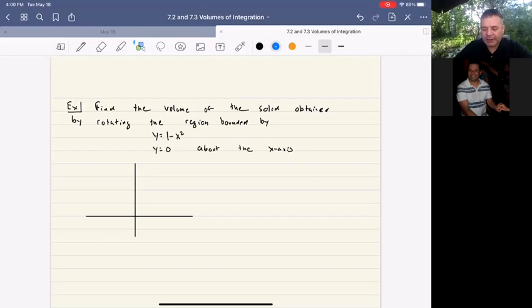Y equals 1 minus x squared, so that's like so. Okay, parabola facing down, up 1. It's got zeros at 1 and negative 1. And then we're taking this region. Okay, now we're going to rotate it about the x-axis. So that means we're going to rotate it this way.